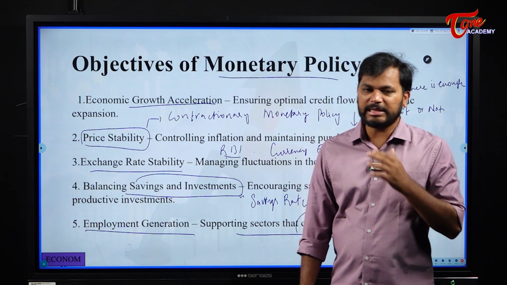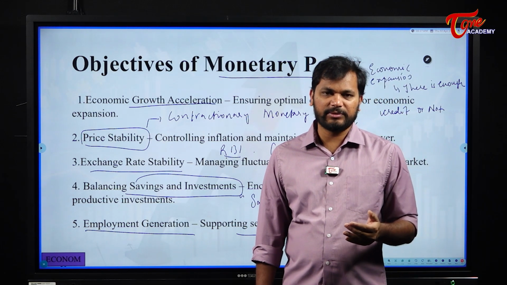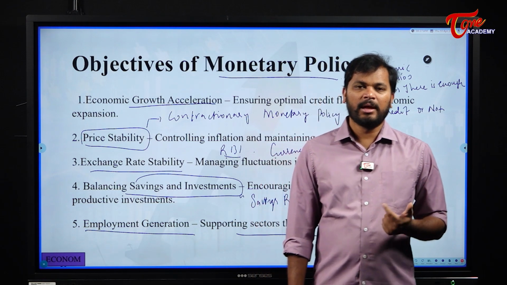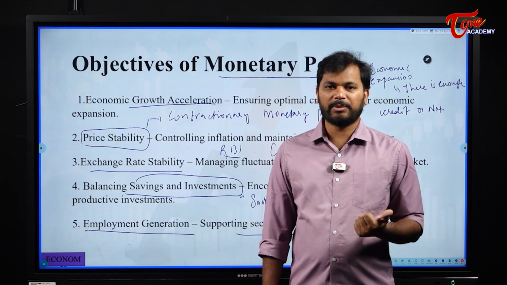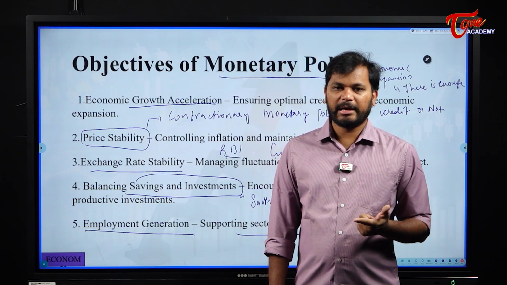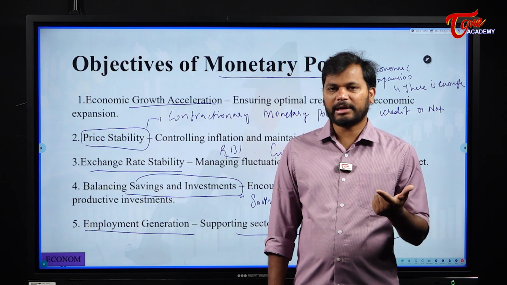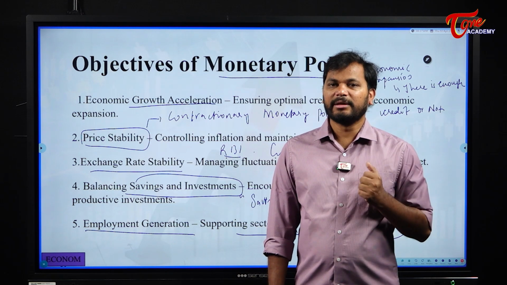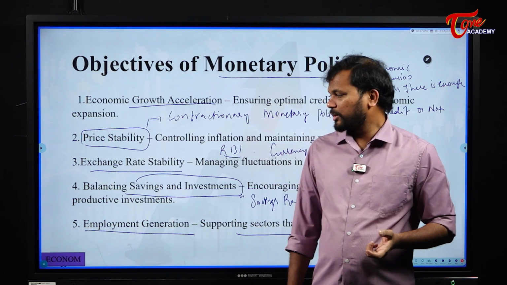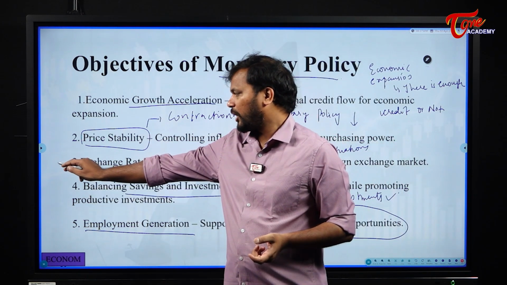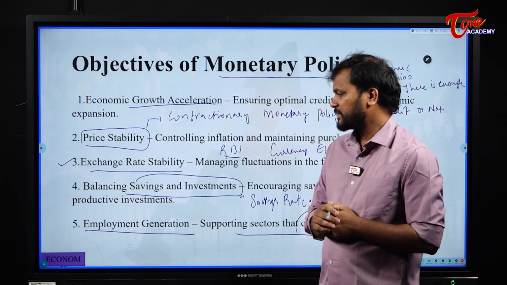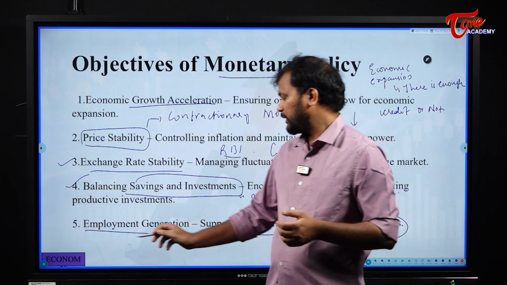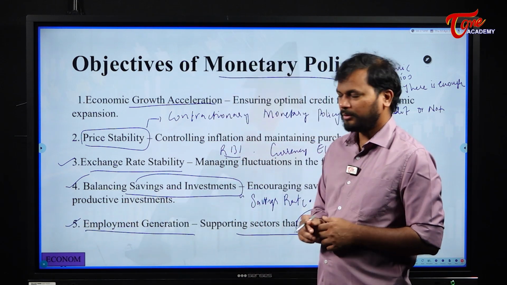Clear? In this area, questions can be asked such as: what is contractionary monetary policy or expansionary monetary policy, what are their effects, and how do they lead to an increase or decrease in inflation, or how do they regulate inflation? Also, how does the RBI manage the exchange rate system, and what is the use of increasing the savings rate and employment generation? Clear? Next.